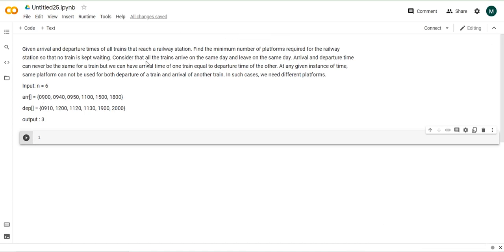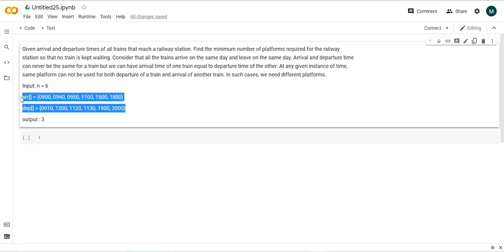Consider that all the trains arrive on the same day and leave on the same day. Arrival and departure timing can never be the same for a train, but we can have the arrival time of one train equal to the departure time of another. At any given instance of time, the same platform cannot be used for both the departure of a train and the arrival of another train. We need different platforms. We got it, right?